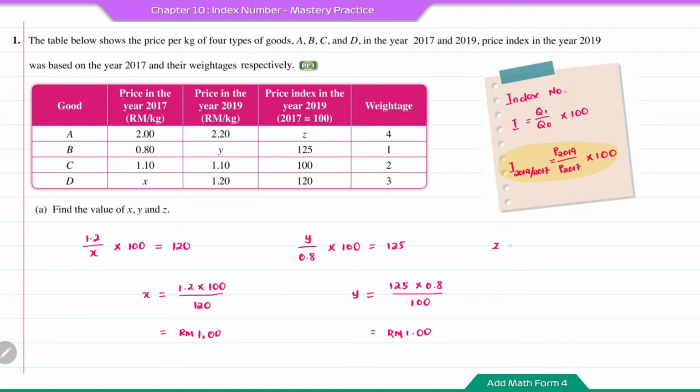To find the Z, which is the price index, we're going to use 2.2 divided by 2 times 100. So Z is equal to 110.